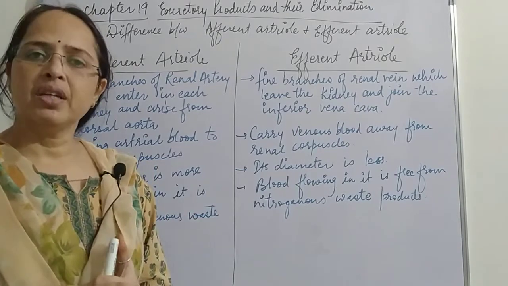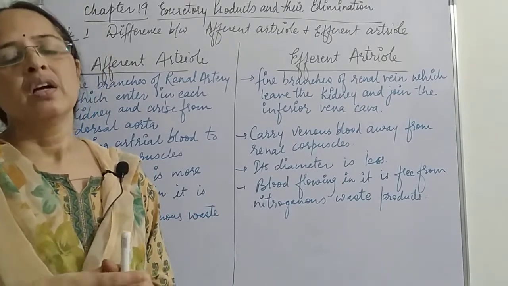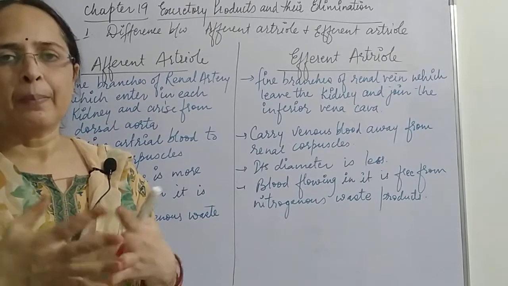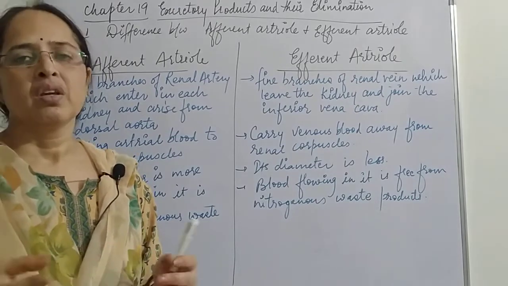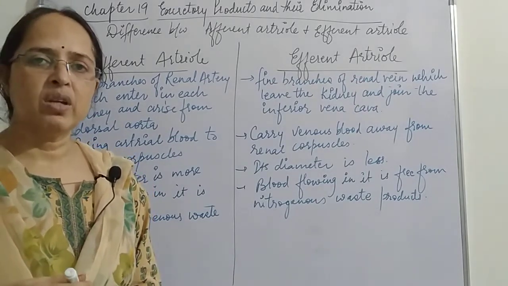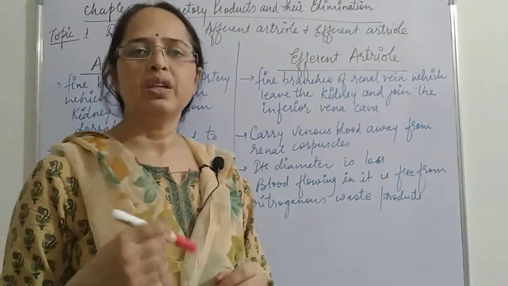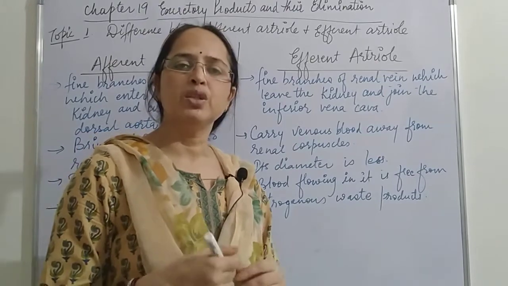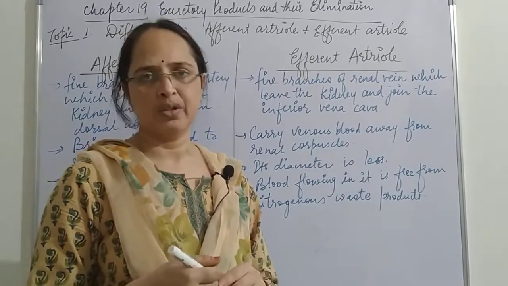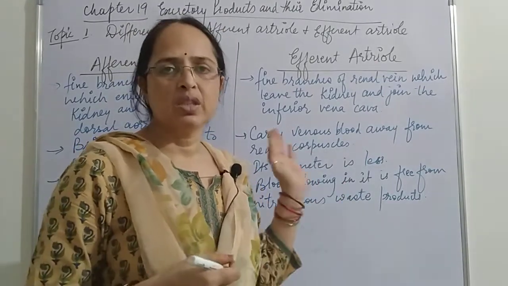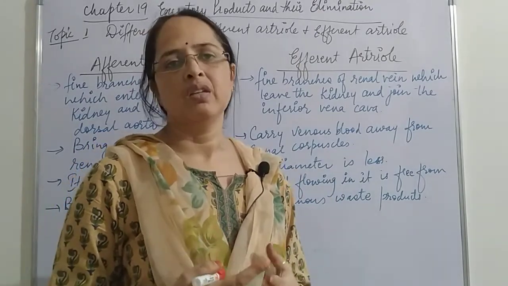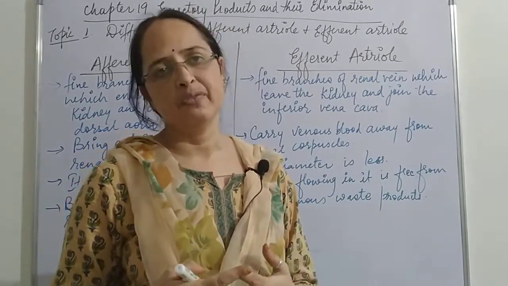After filtration from the glomerulus, all the capillaries of the glomerulus collect together and come out from the glomerulus or Bowman's capsule in the form of a single tube called the efferent arteriole. So here we are going to discuss the differences between the afferent arteriole and the efferent arteriole.